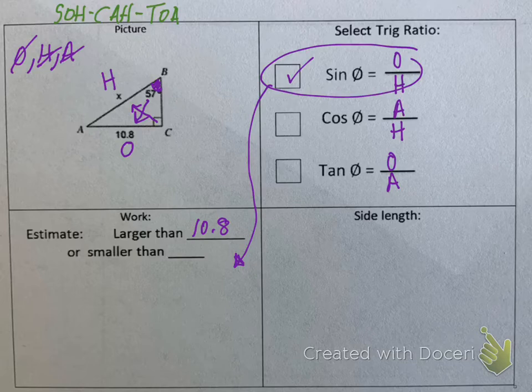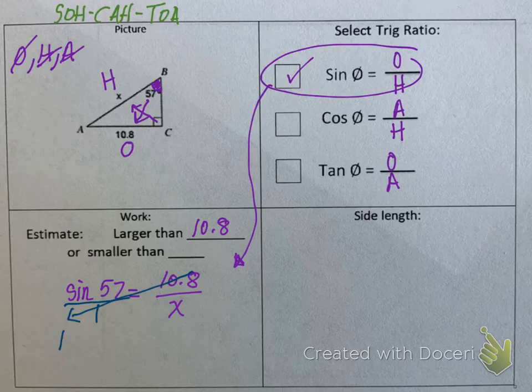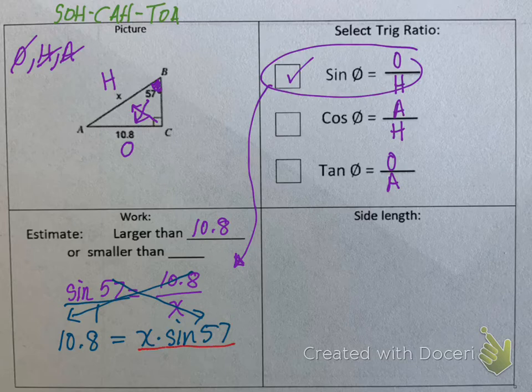So plugging into the equation, I would have sine, the reference angle is 57, and that's equal to the opposite, which is 10.8, over the hypotenuse, which is x. So make the left side a fraction by putting a 1 under and cross multiply. So 10.8 times 1 is just 10.8, and that's equal to sine of 57 times x, or I'm going to write x times sine of 57. One last step to isolate the variable. The opposite of multiplying by sine of 57 would be dividing both sides by sine of 57.